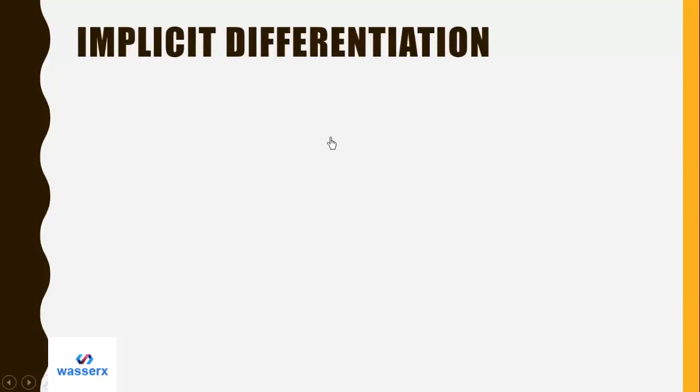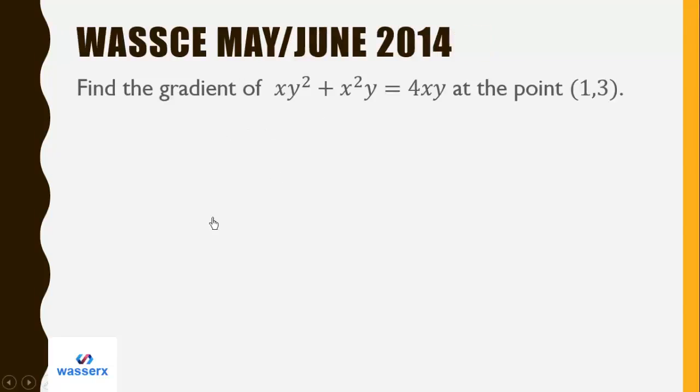And implicit differentiation is where f is a function of x and y equal to a constant. Then we cannot express y explicitly in terms of x easily. So in that case, we differentiate implicitly. So let's take some examples.